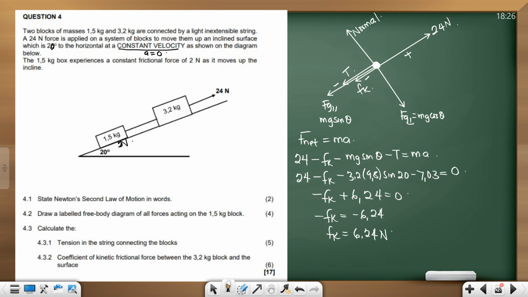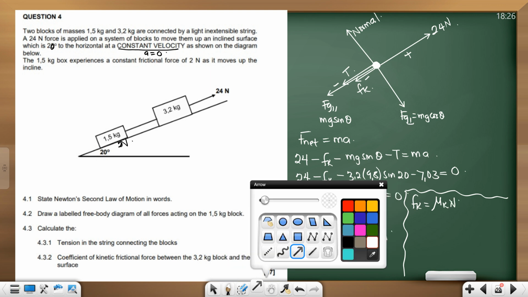But this is not the end of the answer. That is not what we are looking for. We are looking for the coefficient. So what is the formula for the coefficient of friction? Friction equals mu k N.